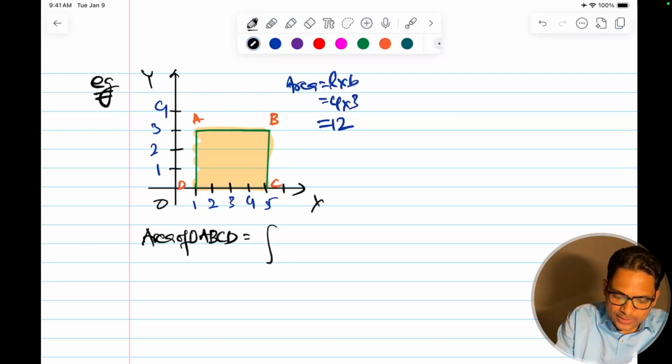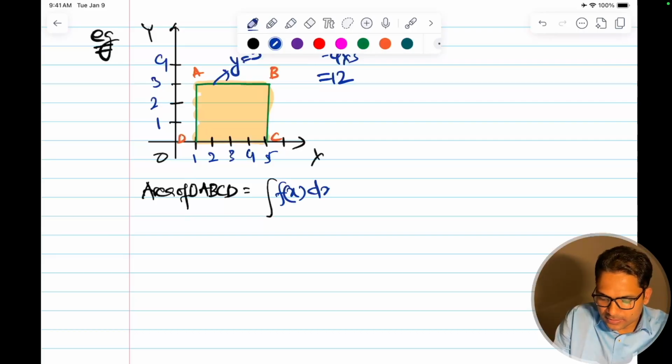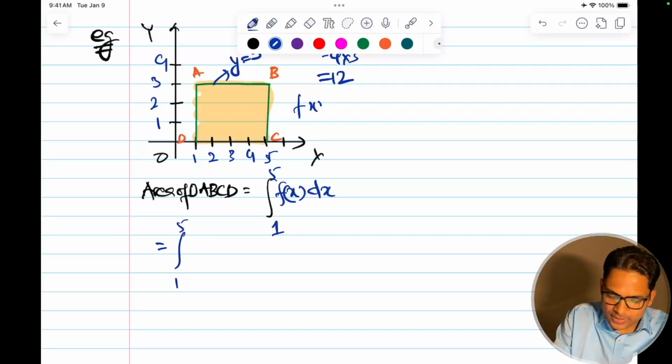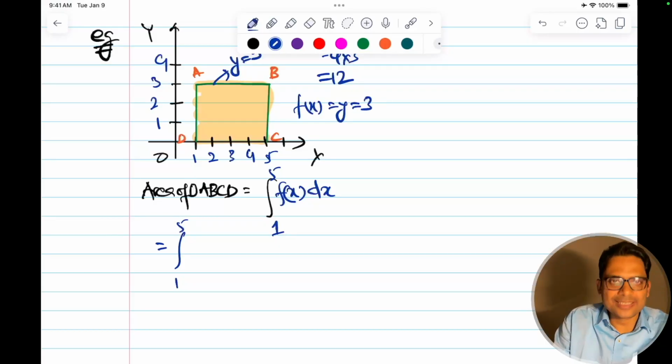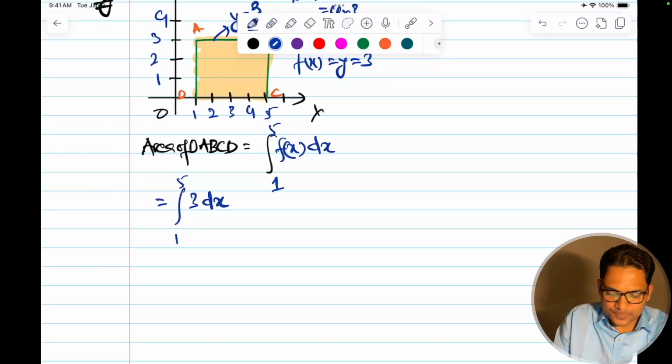and I'll integrate it like this, add all of them, addition, integration, nothing but addition. So what will be the equation? What is the equation of this line? The equation of this line is y is equal to 3. So my f of x is integral f of x dx from range 1 to 5. So this is equal to integration from 1 to 5, f of x, which is y is equal to 3. That is my function of x. So this is your 3 dx.